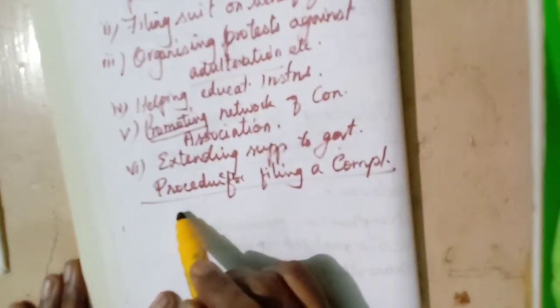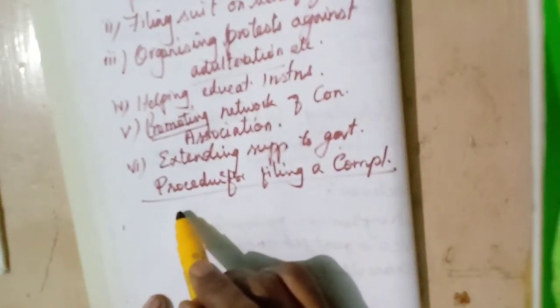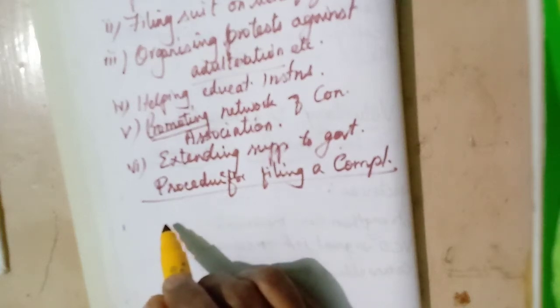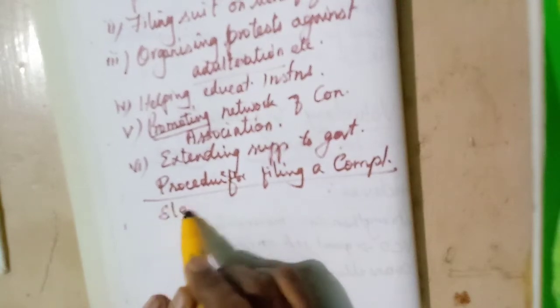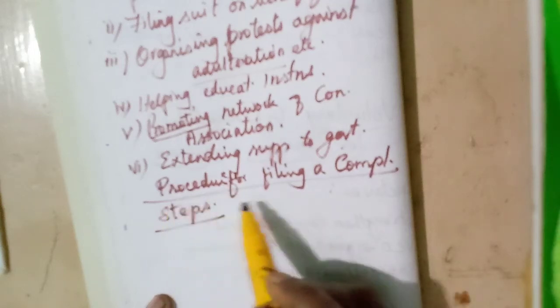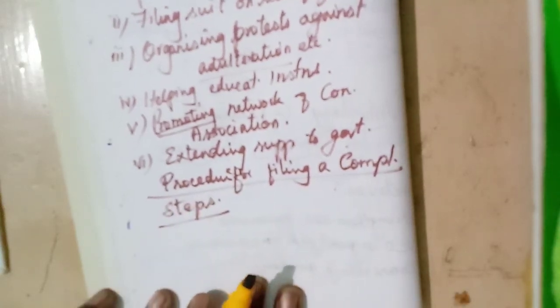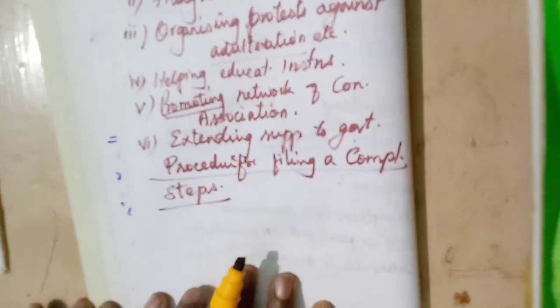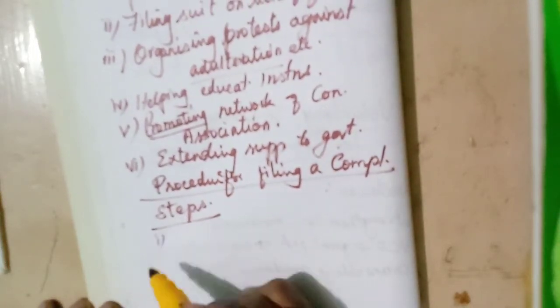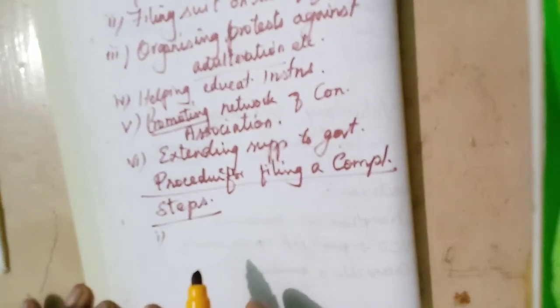How to file a complaint. There are many steps. The first step, we know there are some procedures. So what are the steps that we have to do? The first step in filing the complaint, what is the first step?